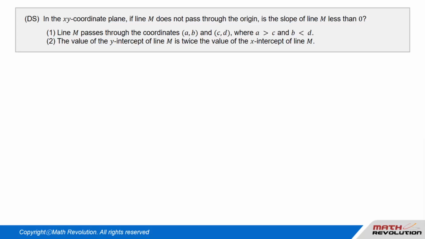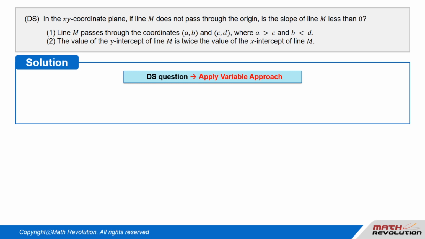Question DS. In the xy coordinate plane, if line M does not pass through the origin, is the slope of line M less than 0? Condition 1. Line M passes through the coordinates (a, b) and (c, d), where a is greater than c and b is less than d. Condition 2. The value of the y-intercept of line M is twice the value of the x-intercept of line M.